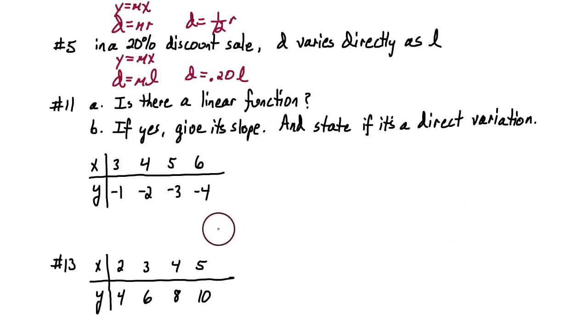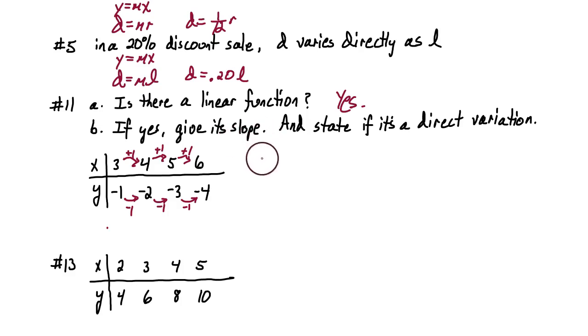Number 11, we're given a table of values and we're asked, is there a linear function that contains these points? For these points to be on a linear function, there has to be a constant rate of change between them. Let's find the rate of change. When this increases by 1, y decreases by 1. When this increases by 1, y decreases by 1. And when this increases by 1, y decreases by 1. There is a constant rate of change between y and x. So the answer to the question is yes, this is a linear function, and we're asked to give the slope.